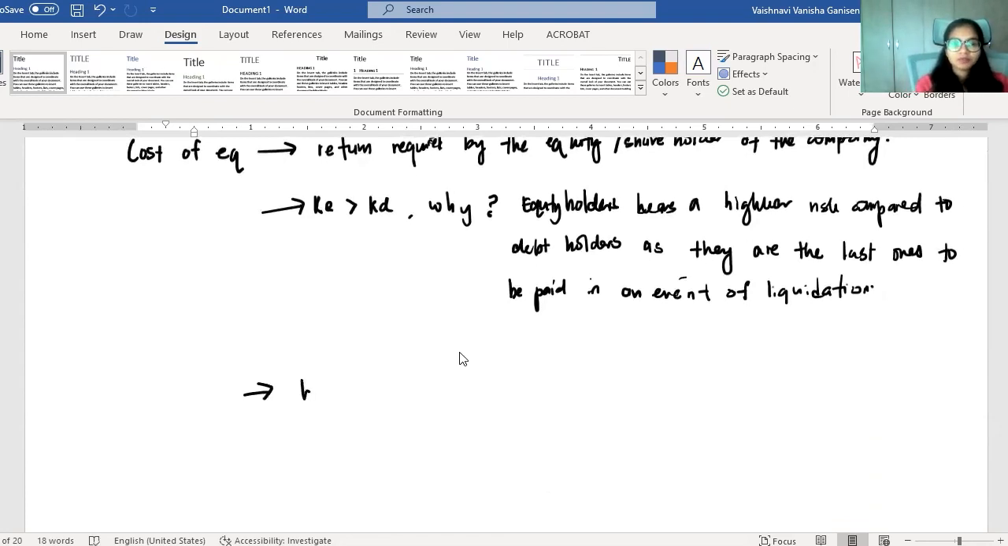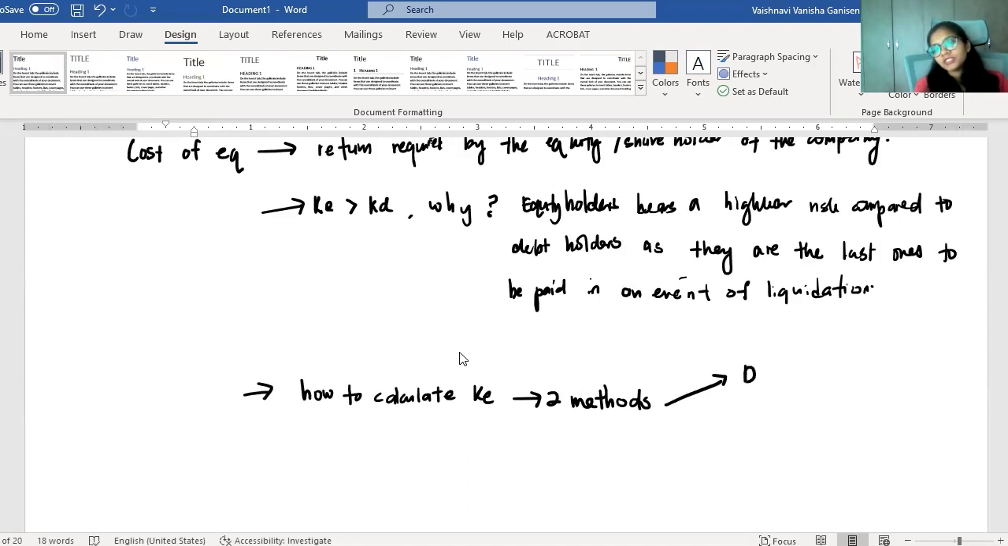So now the next part, how to calculate KE. So you got two methods. The first method is called the dividend growth model or dividend valuation model. Don't worry, I'm going to write it now. Growth model.